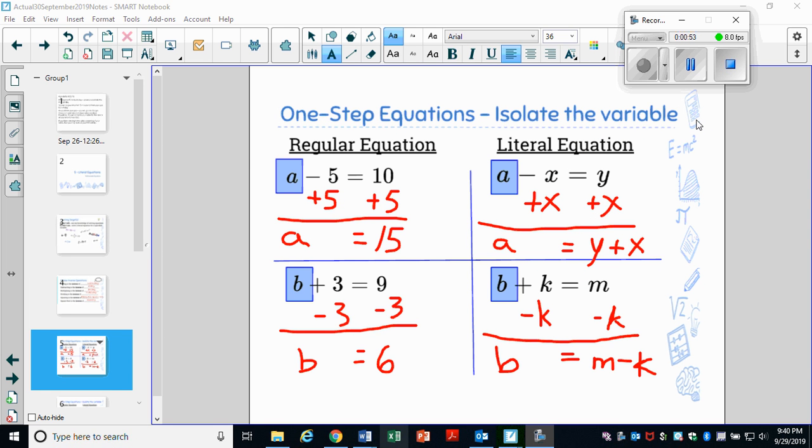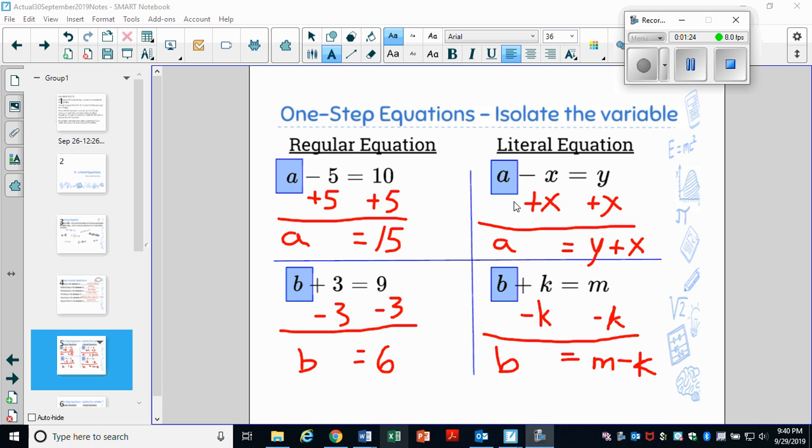One-step equations. Isolate the variable. In a regular equation, on the left, we start with a minus 5 equals 10. So we do the additive inverse, negative 5, which is positive 5. 10 plus 5, which, remember, whatever we do to one side of the equal sign, we have to do to the other side. The result is a equals 15.